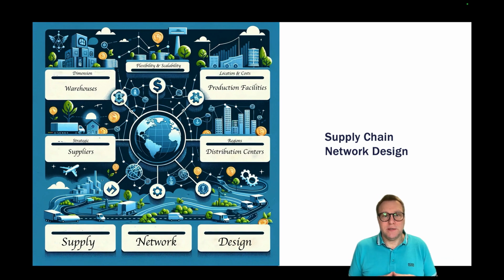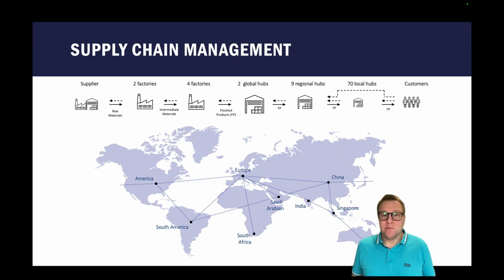Supply chain network design. One of the very complex and big topics with a lot of value behind. At the very beginning we had this picture of a supply chain with many suppliers, a worldwide chain with 2 factories, 4 factories, finished products, global hubs, regional hubs. There you can see already typical supply chains evolved over time and grew from small to large.